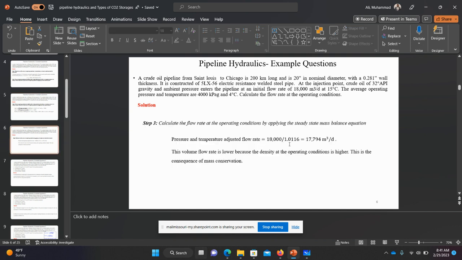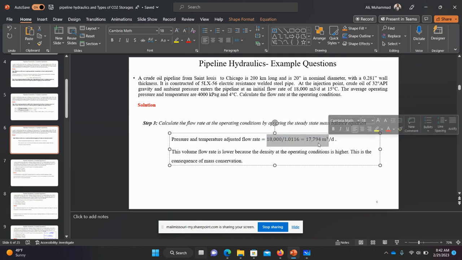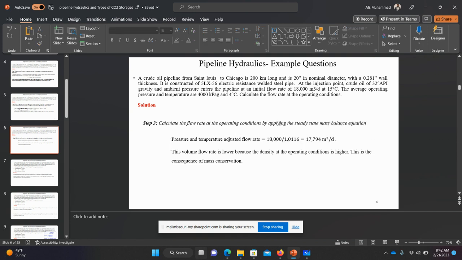If you divide 18,000 by both of these correction factors, you will get the flow rate: 17,794 meter cube per day. So the initial flow rate was 18,000 meter cube per day, but now you see the flow rate has reduced. Why? Because the fluid got heavier.